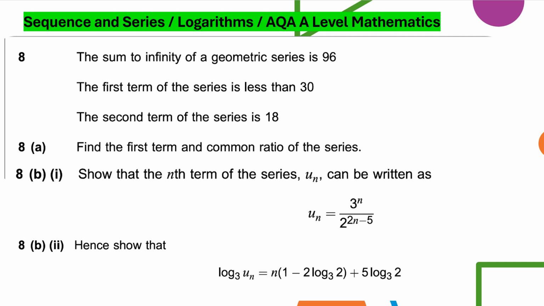So the second bit is we need to show that the nth term of the series un can be written as un is equal to 3 to the power n divided by 2 to the power 2n minus 5. So we need to work on it. So we are given A, we now know R.